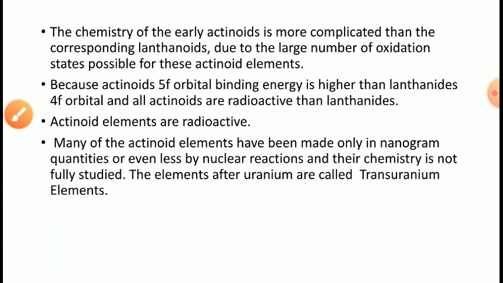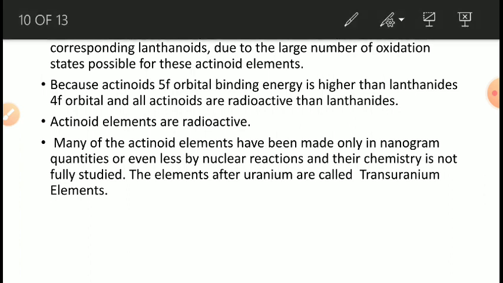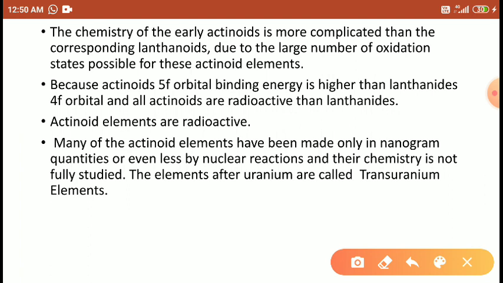So the chemistry of the actinides is more complicated than the lanthanides. Why is it complicated? Because of the reasons I mention here, students. Due to the oxidation states, right? The actinides show a greater number of oxidation states than the lanthanides. Lanthanides show oxidation states of +2, +3 or +4, but actinides show +2, +3, +4, +5, +6, like this, high oxidation states.